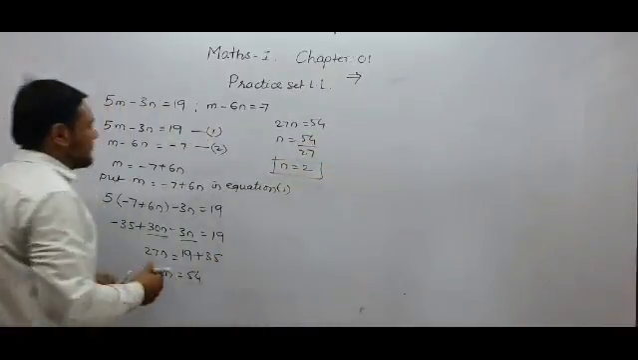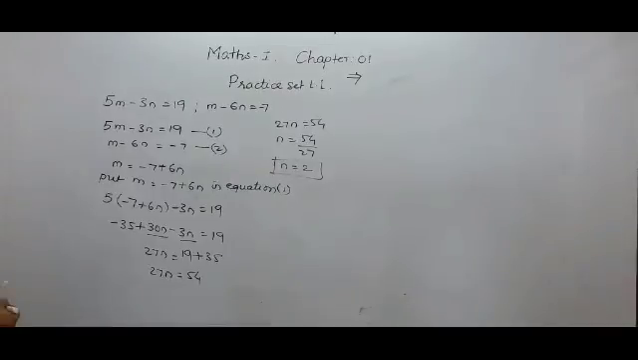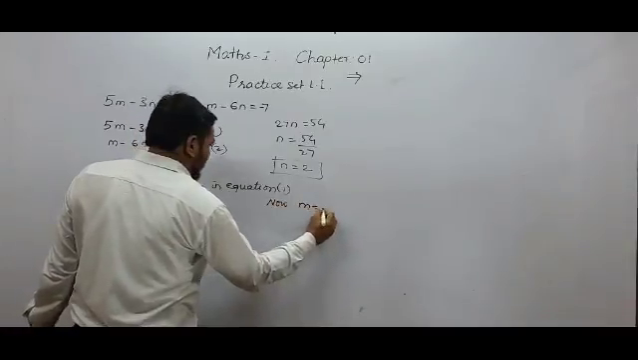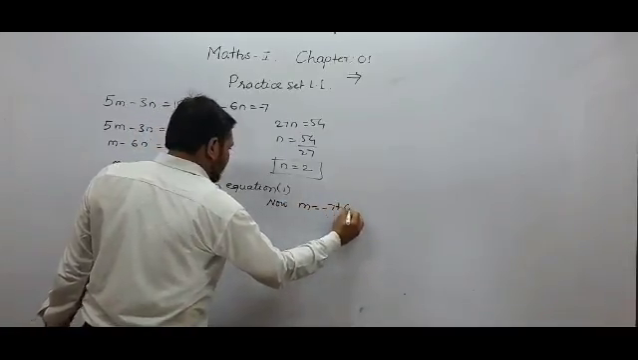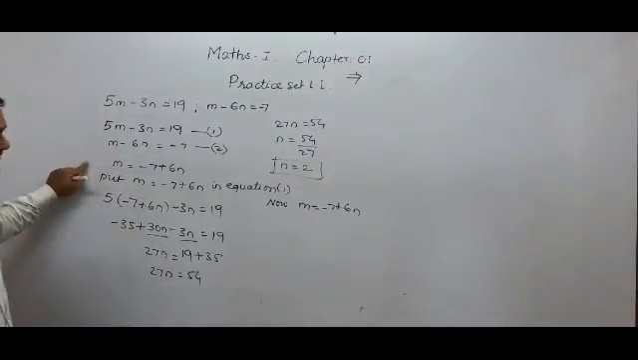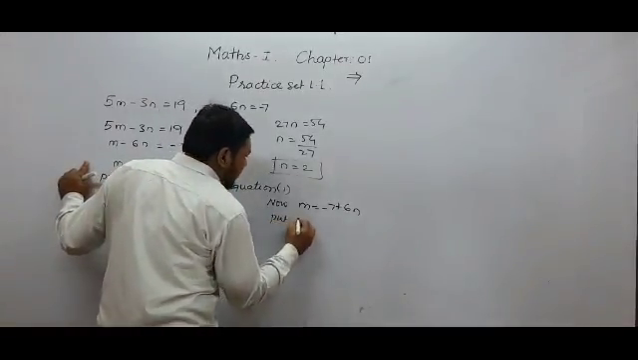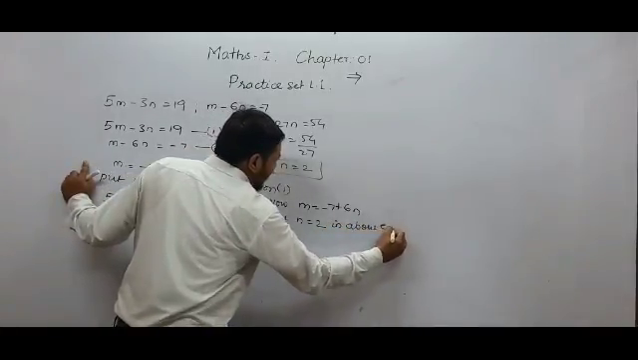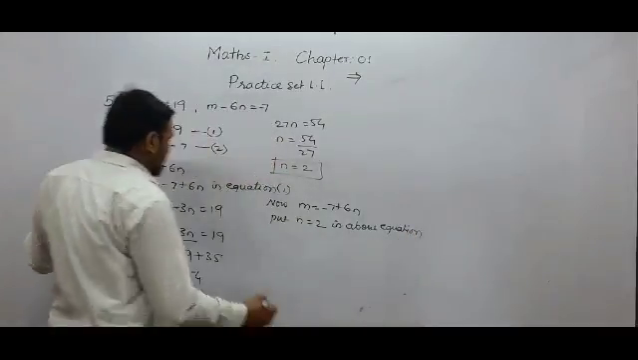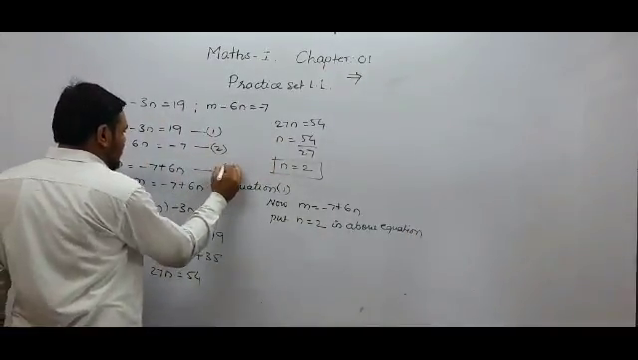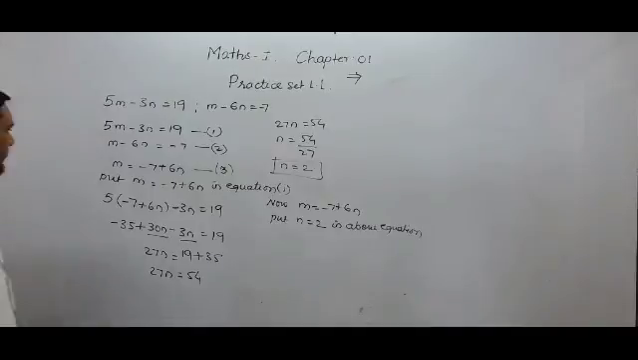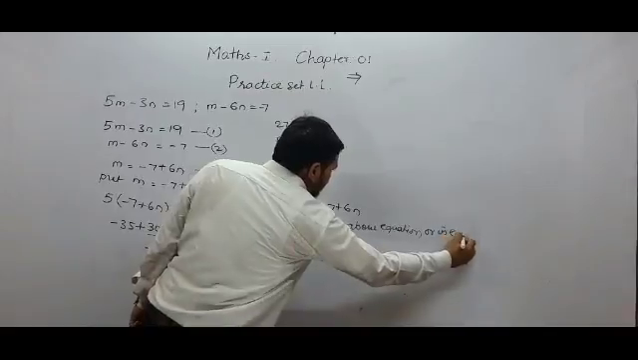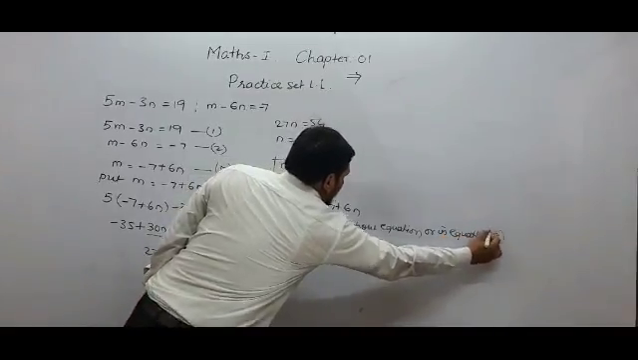So we got the value of n. Now we have to find the value of m. So simply we know that m equal to minus 7 plus 6n, it is the value of m from this equation. So put n equal to 2 in the above equation, or you can say this equation, equation number 3. Put it in equation 3.